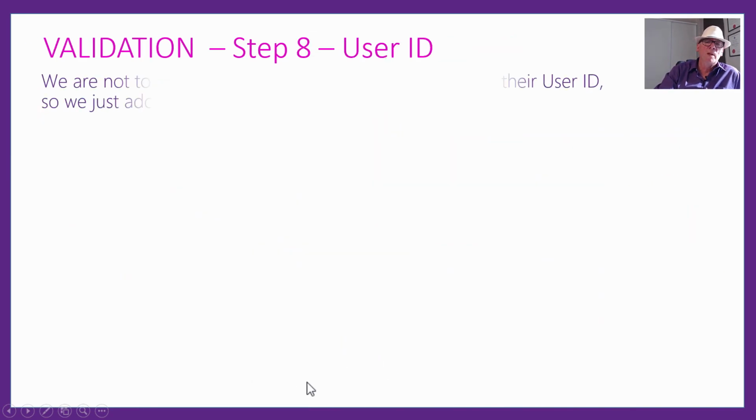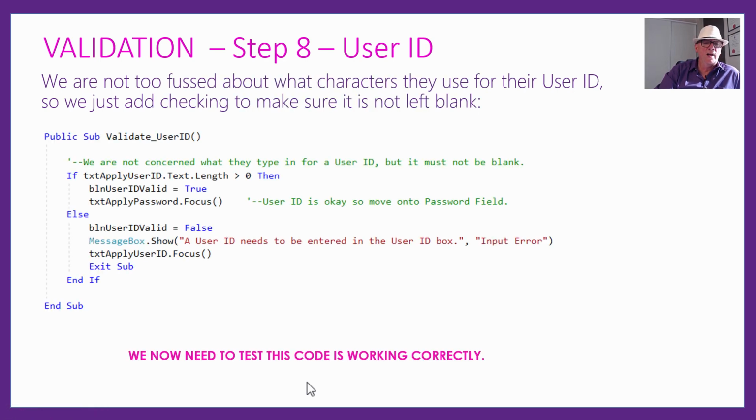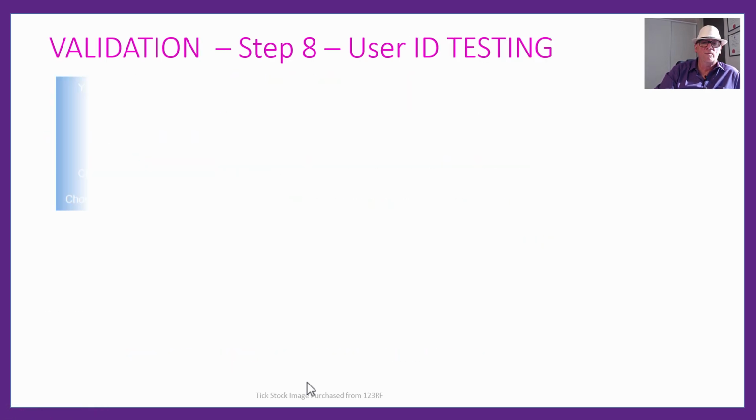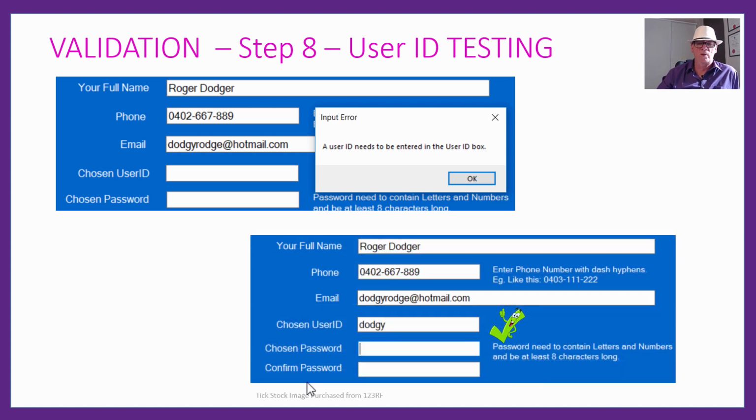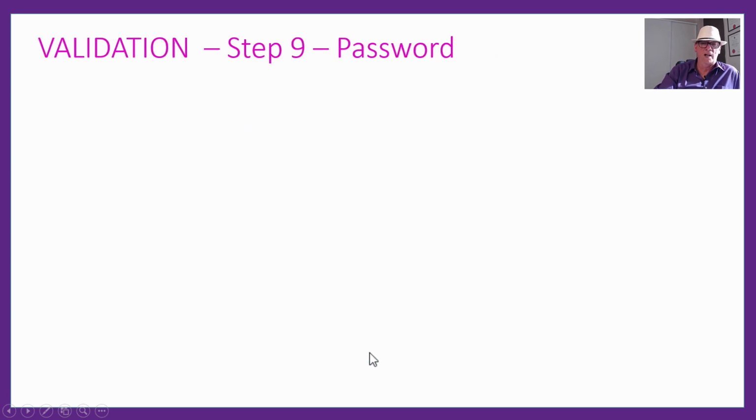All right, now on the user ID, all we want to do is make sure it's not left blank. So that coding's pretty simple. If they leave it blank like that, it tells them they have to put something in. And then if they put something in, it's happy and moves down to chosen password.